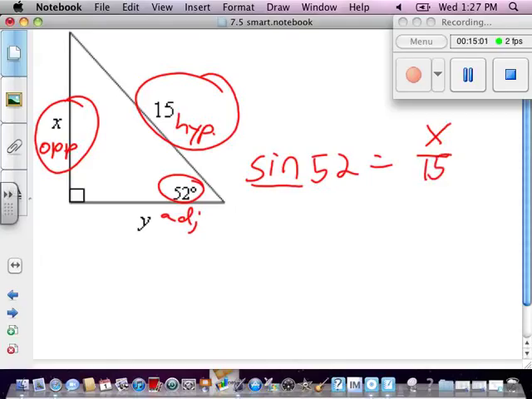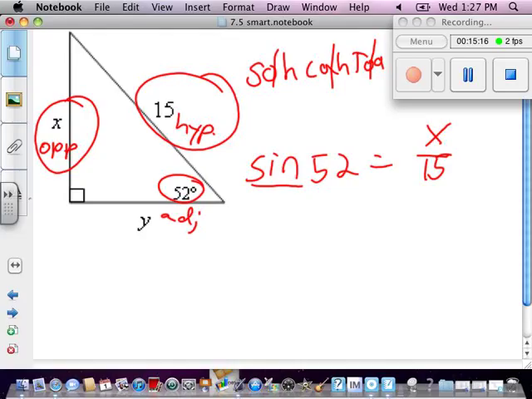The hypotenuse is 15. And a way to remember this is SOHCAHTOA. Sine is opposite over hypotenuse, cosine is adjacent over hypotenuse, tangent is opposite over adjacent.